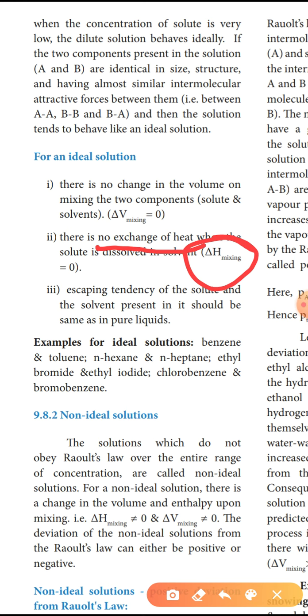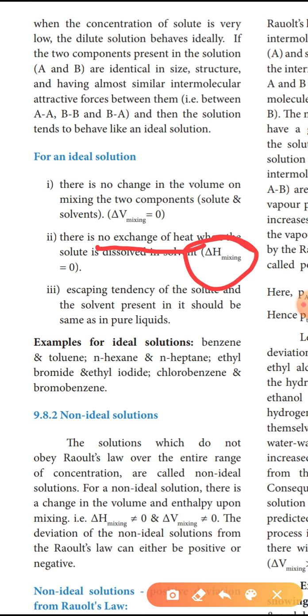Neither exothermic nor endothermic. Next, for an ideal solution, the escaping tendency of the solute and the solvent present in it should be the same as in pure liquids. Escaping tendency means conversion into vapor. Examples of ideal solutions: benzene and toluene, n-hexane and n-heptane, ethyl bromide and ethyl iodide, chlorobenzene and bromobenzene.